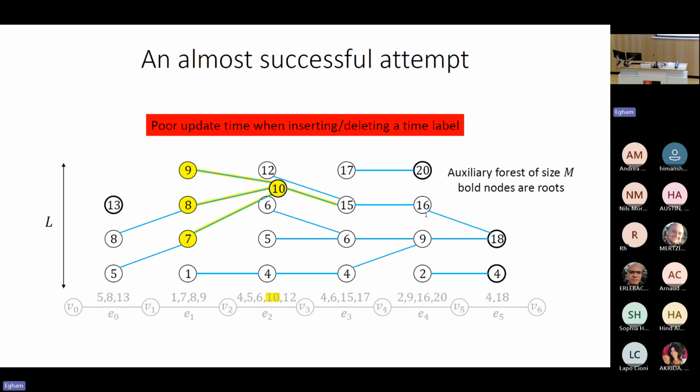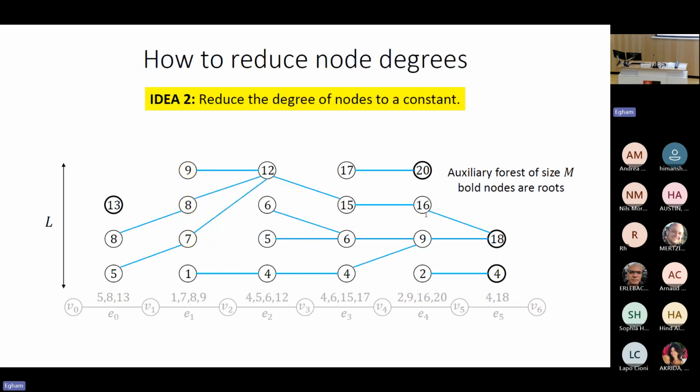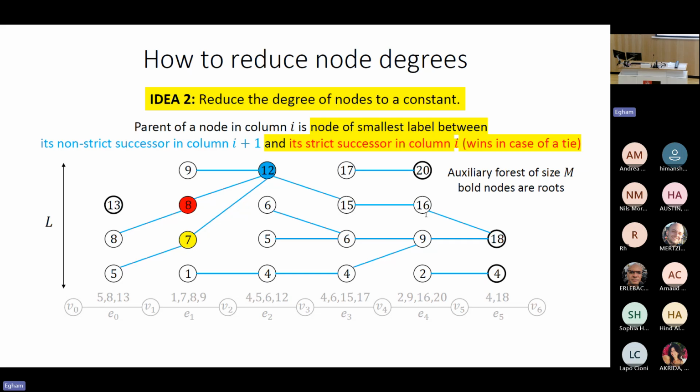Okay? And to fix this problem, we want to reduce the degree of the nodes to a constant. And we do this with a very simple rule. For each node, let's take in this example node 7, there are two candidate nodes that can be parents of 7. One candidate node is the non-strict successor in the next column of 7, like we defined it before. So it is 12 again in this example.